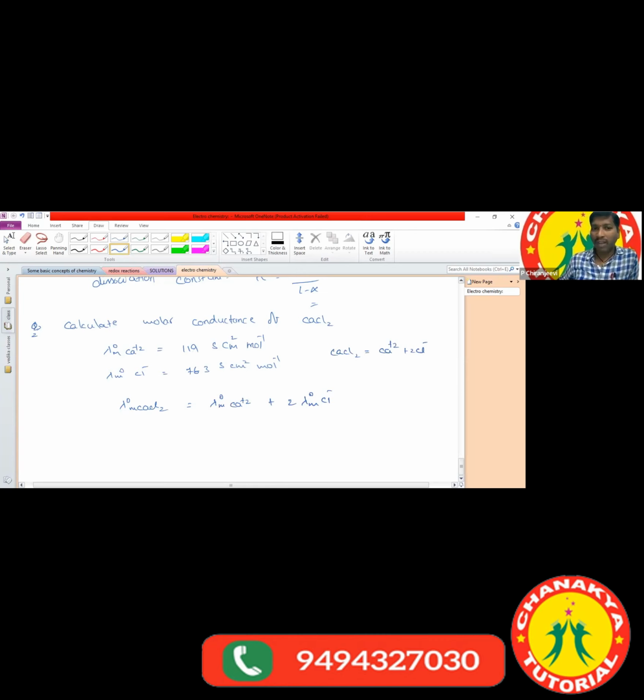So what is the statement given here? What is Kohlrausch's law? Kohlrausch's law is used to calculate the molar conductance of weak electrolytes at infinite dilution. It says that the sum of the contributions of the individual ions present in the solution gives the molar conductance. They already gave the Ca2+ value, 119, plus the Cl minus value given in the question, that means 2 into 76.3.